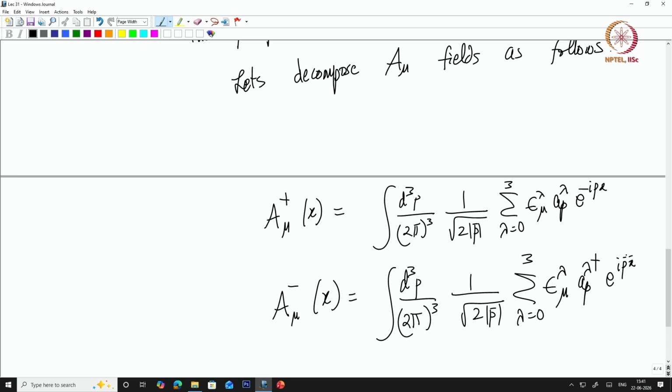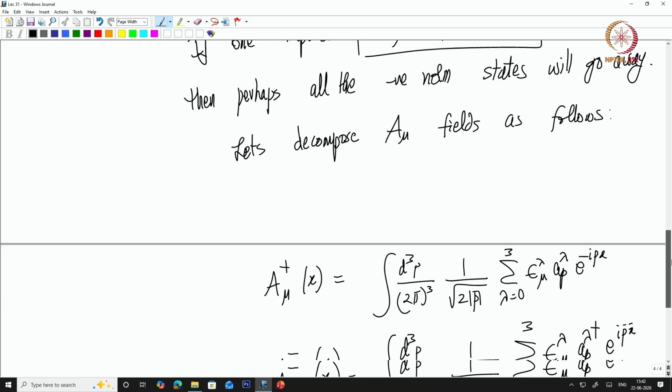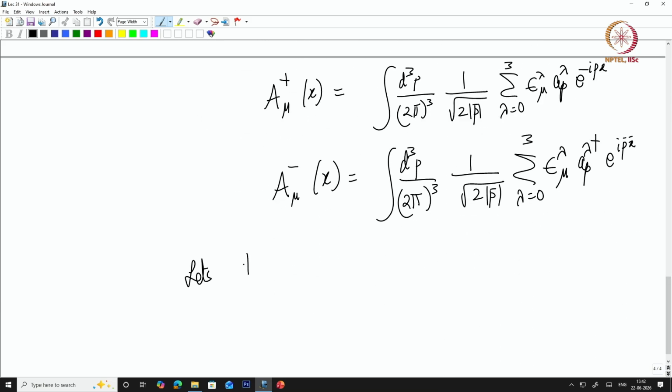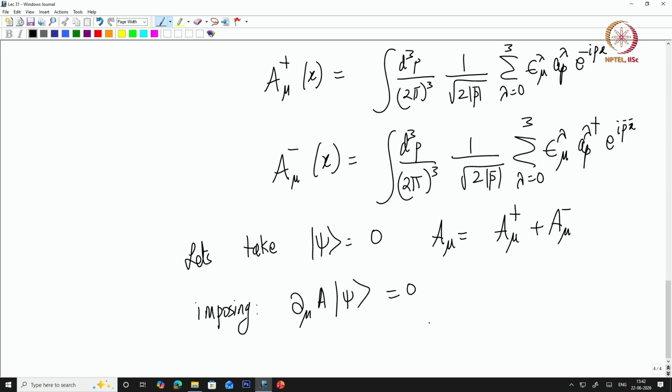Okay. Now, the point I wanted to make was that suppose you take psi is equal to 0. Now A mu is equal to A mu plus A mu minus. Now, if you impose directly A mu acting on psi is equal to 0, the point is that A mu plus on the vacuum is equal to 0 because it annihilates the vacuum, not a problem actually.